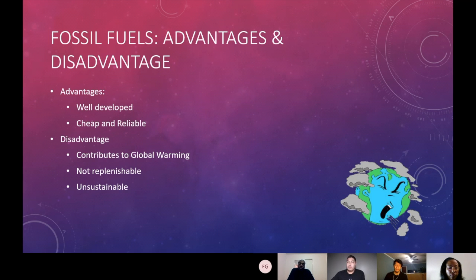Some advantages of fossil fuels are that they are cheap, reliable, and well developed. We've spent so much time with them that we just find more and faster ways to get them out of the many layers of rock. We have spent so much on technology for finding the actual fossil fuels, so we're really well invested in it. And like I said earlier, almost everything that we own is powered by some sort of fossil fuel.